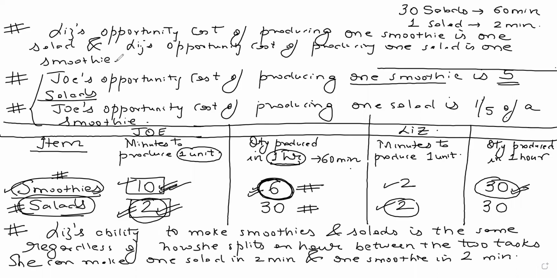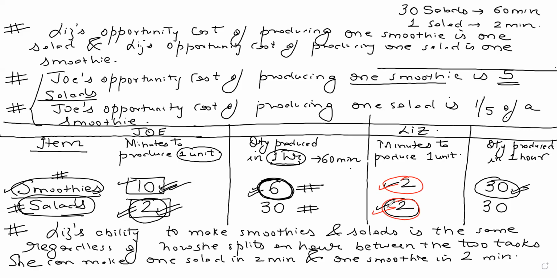Why is it, guys? Because you can see that they are equal, 2 and 2. So for Liz, she takes the same time in making one salad and one smoothie. If I tell Liz to make one smoothie, she has to give up one salad for it, because she devotes the same time to making one salad and one smoothie. If I tell her to make one salad, she has to sacrifice one smoothie for it.